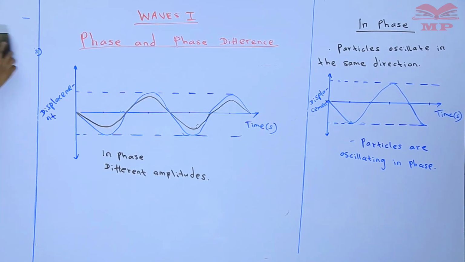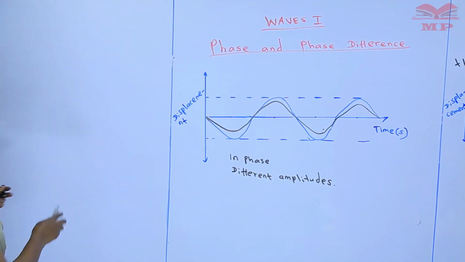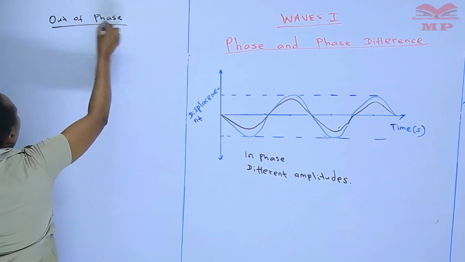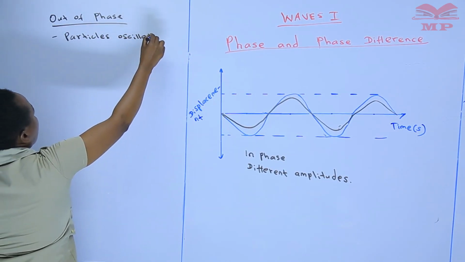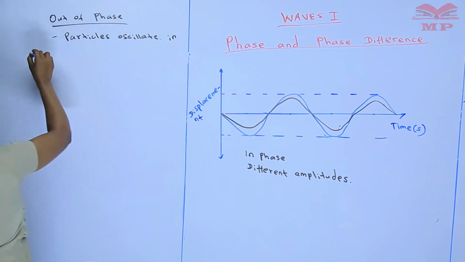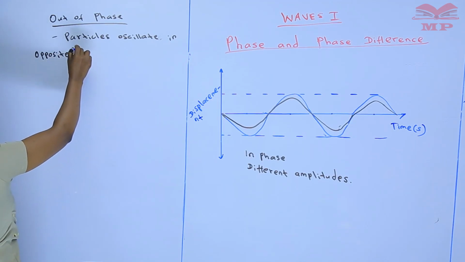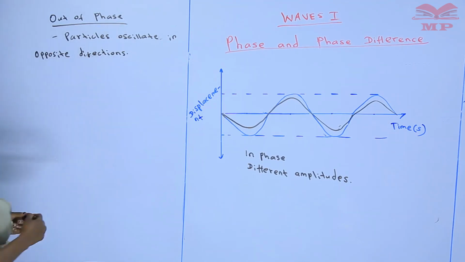When we say that waves are out of phase, we have said for in phase the particles are oscillating in the same direction, whereas out of phase, the particles oscillate in different directions or in opposite directions. They oscillate in different directions, and we can give an example of waves which are 180 degrees out of phase with each other.